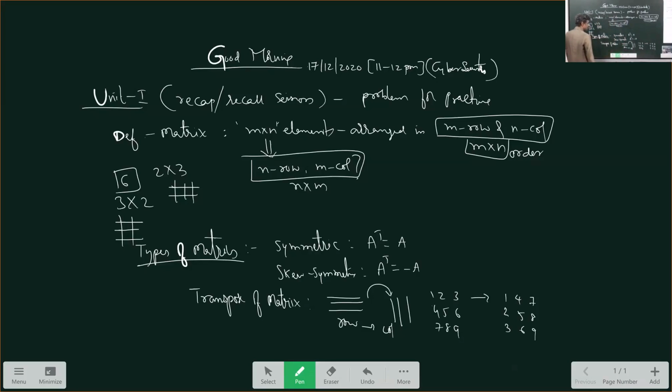The same number of rows: m rows change into m columns, preserving the order. I'm not changing it this way. So I can write 4, 5, 6, 1, 2, 3, 7, 8, 9. See this? This 1, 2, 3 row is now changing into the second column. That is not the case. This is not a transpose. The transpose is this one. So based upon this, we identify symmetric and skew symmetric.